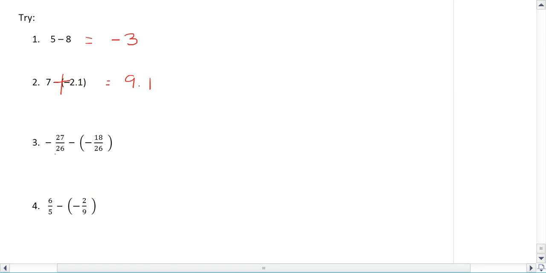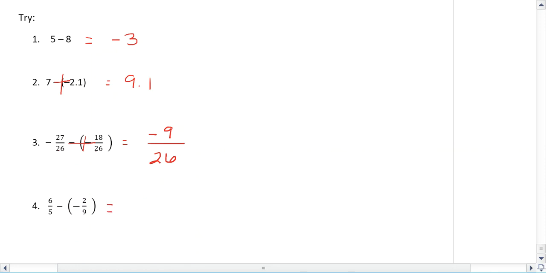All right, number 3 is kind of nice because we check and we notice right away that we already have common denominators, so yay, we don't have to do that. The double negative becomes a positive, and so I need to take a negative 27 and add an 18. And when I do that, I get, if I do that right, a negative 9 over 26. And checking to see if that reduces, I'm not seeing a common factor.